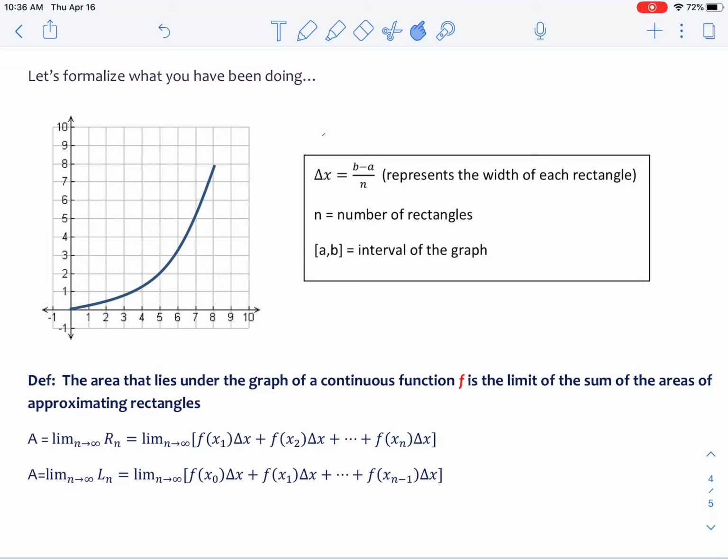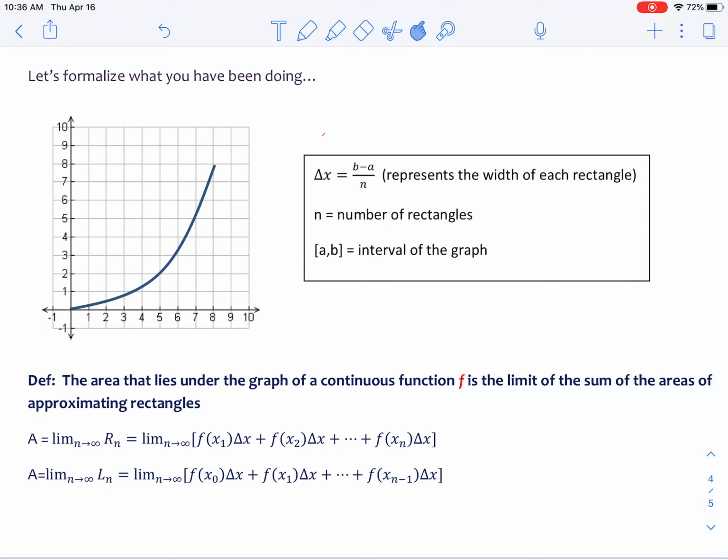So in the very first example, we had 4 rectangles, so we did 8 minus 0, that's our interval, divided by 4, gave us our width of 2. And then the examples that we just did, it would be 8 minus 0 divided by 8, since we did 8 rectangles, gave us the width of 1. Okay, so delta x is width, and then f of x of 1, f of x of 2 is our height.